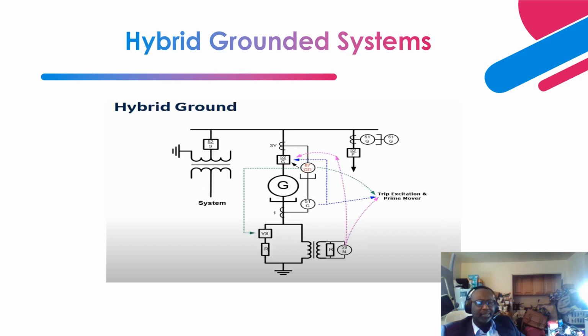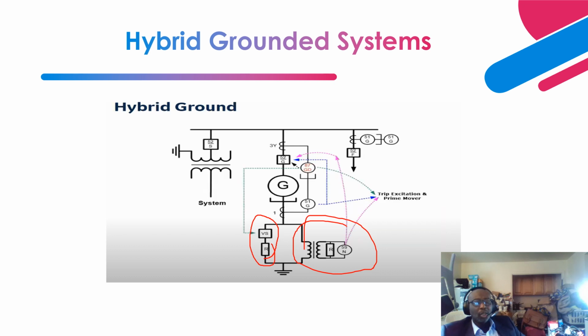Next is the hybrid grounding scheme, right? Based on the criticality of the generator, investors are putting in a lot of investment to achieve a higher grounding scheme. This has two grounding schemes combined, which is why they call it hybrid. So it has a low impedance grounding scheme and a high impedance grounding scheme, right?